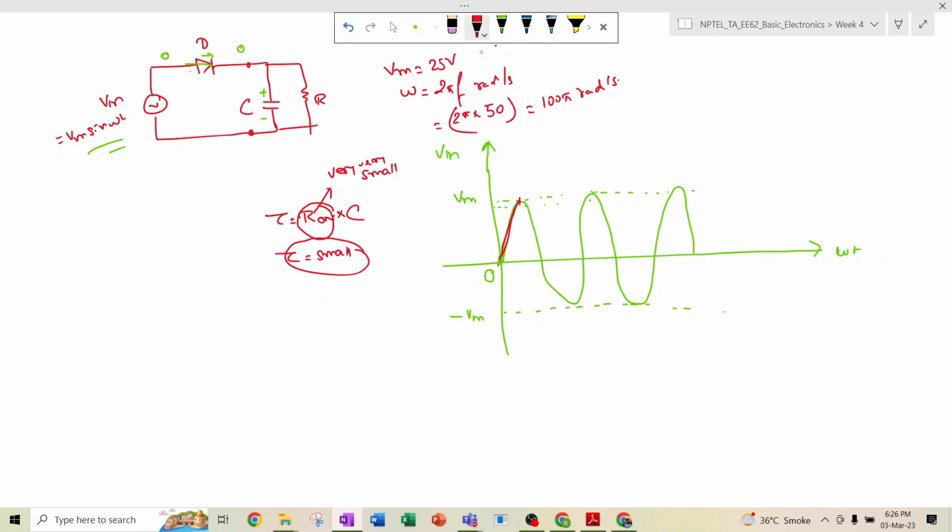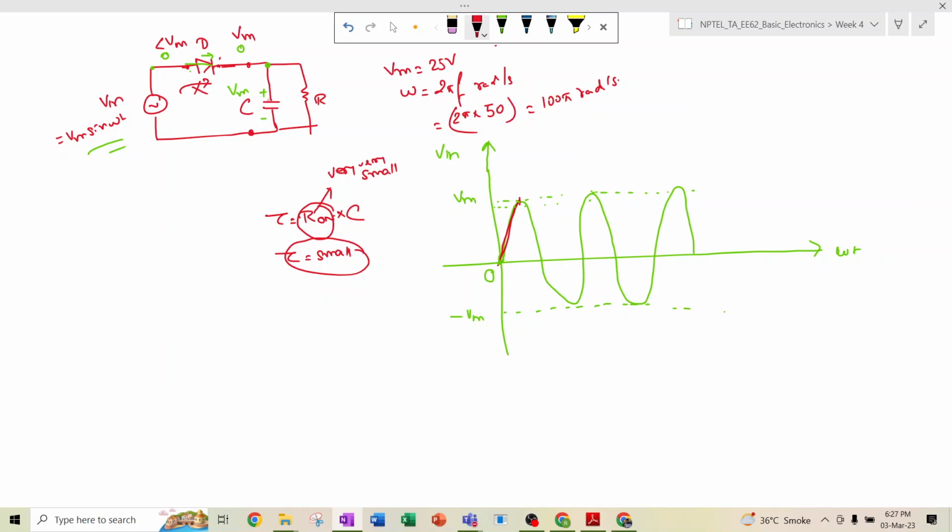So when the input voltage reaches Vm, then the voltage across the capacitor becomes Vm over here, and then again the voltage drops. That means on this side the voltage is Vm, but on this side it is less than Vm. So the diode becomes reverse biased. That means this diode offers an open circuit at this point, and so no current flows in this direction.